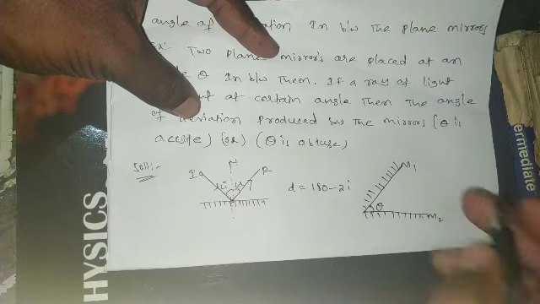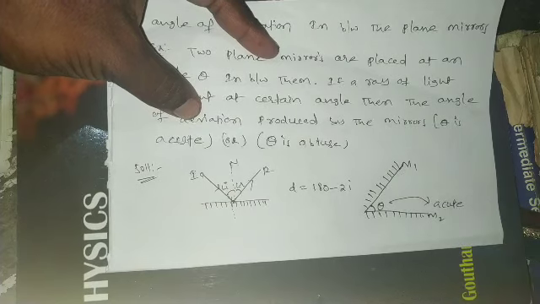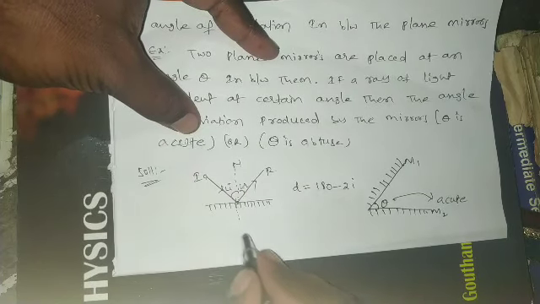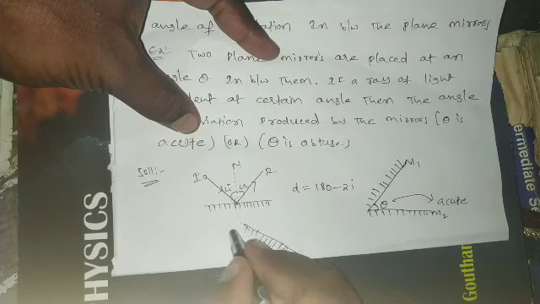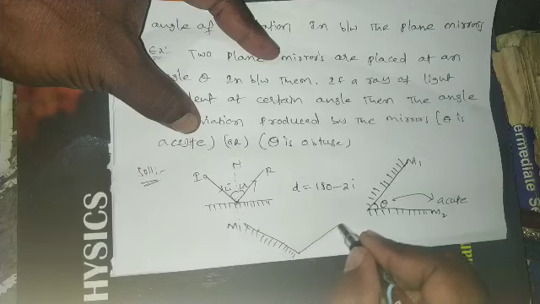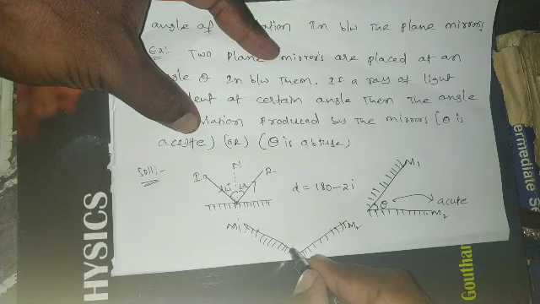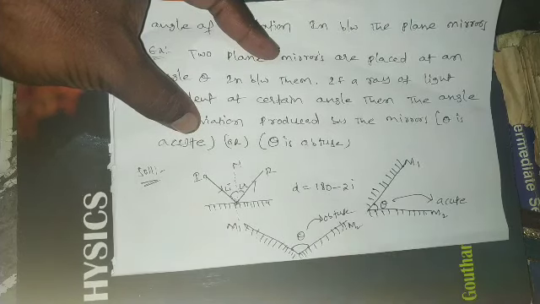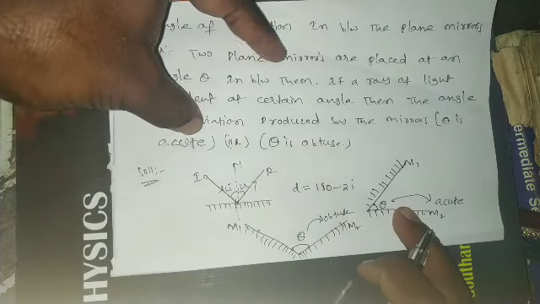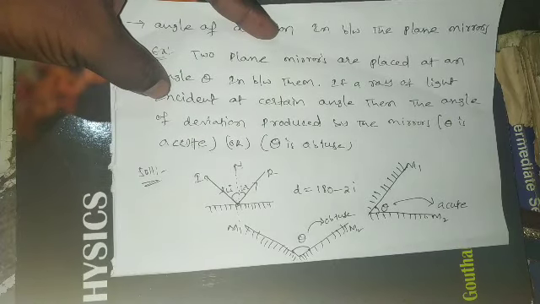Here theta is acute, because it is less than 90 degrees. Or what is obtuse? Obtuse means like this. This is one plane mirror M1 and this is another plane mirror M2, and the angle between them is theta. Here theta is obtuse. So we can select an acute angle or an obtuse angle, and we will easily find the angle of deviation in between the two plane mirrors.